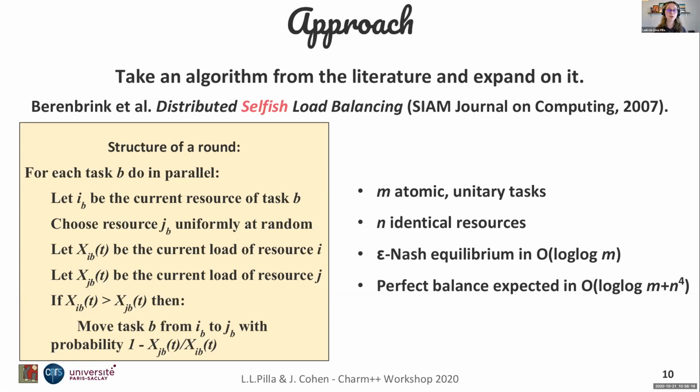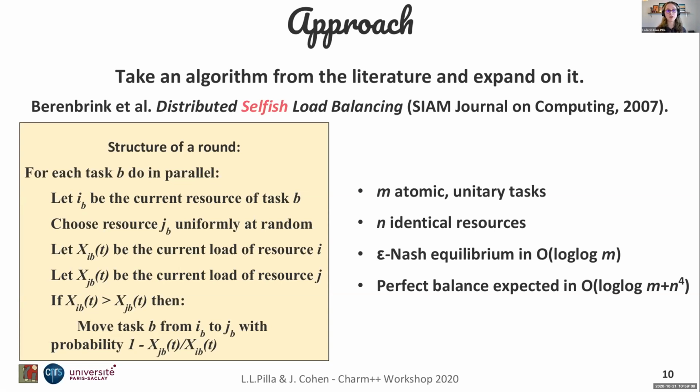So the larger the gap in load, the larger the probability that the task is going to migrate. And the algorithm is really interesting because it's very simple. It's not using much information at all. And it's supposed to find an epsilon Nash equilibrium in log the number of tasks, which is very, very fast. And it's also supposed to find a perfect balance with high probability in log m plus n to the power of 4. We look at this and we think, well, we can do several things to this algorithm to try to adapt it to our real systems.